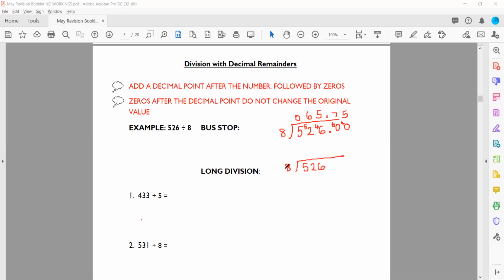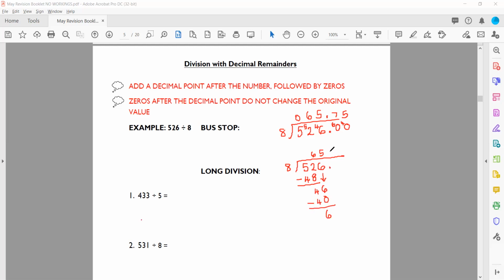8 will not go into 5. 8 goes into 52 6 times. 6 times 8 is 48. If we subtract that from 52, we are left with 4. We then bring down the 6. 8 goes into 46 5 times. 5 times 8 is 40. Subtract that from the 46, and we're left with a remainder of 6.